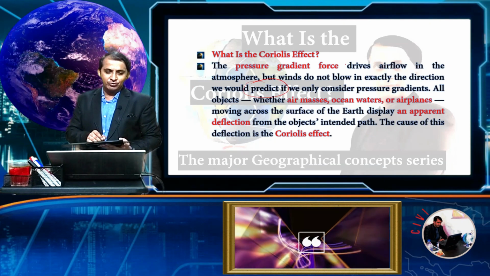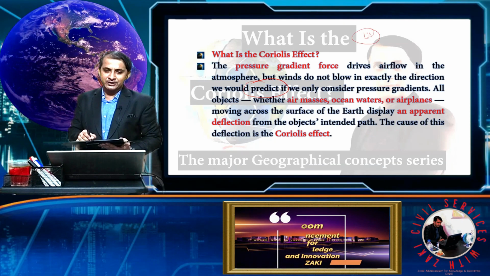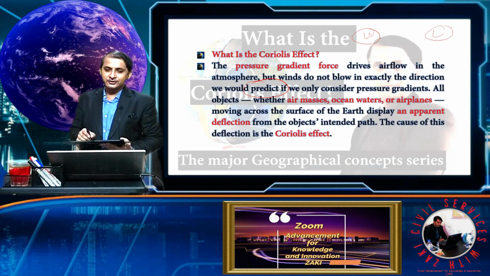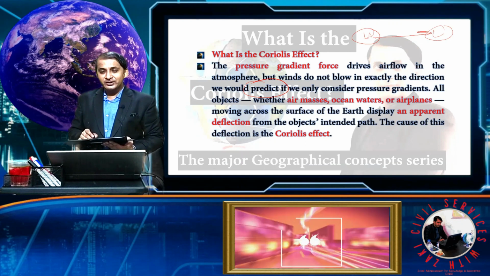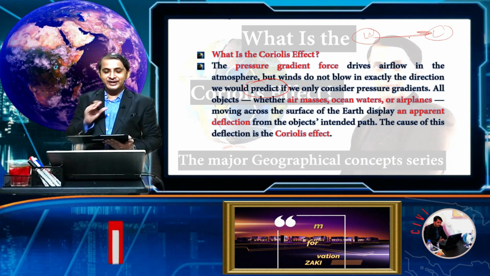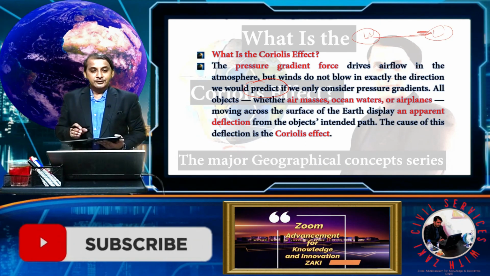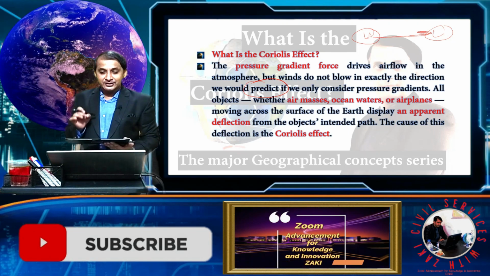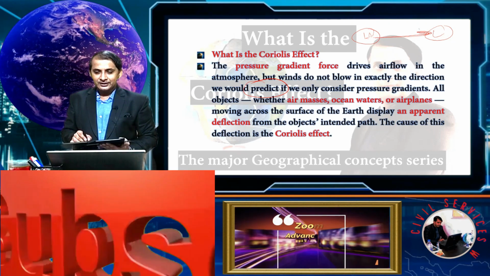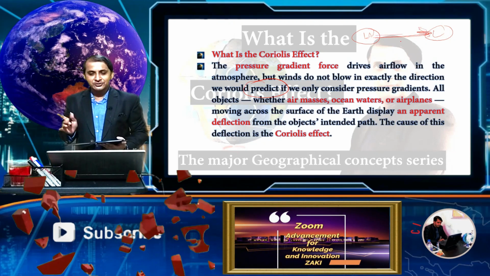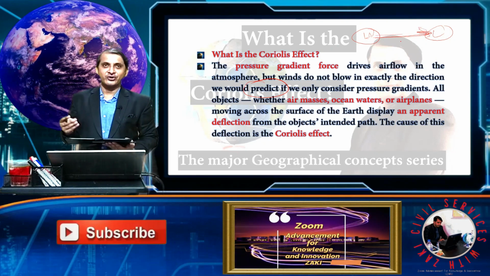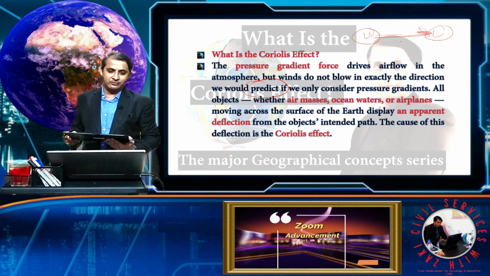So if we predict here high pressure, here low pressure, wind flows from high pressure to low pressure, but not directly, as you see here. If we only consider the pressure gradient, we assume that it flows directly, but that is not the natural condition of atmospheric circulation.